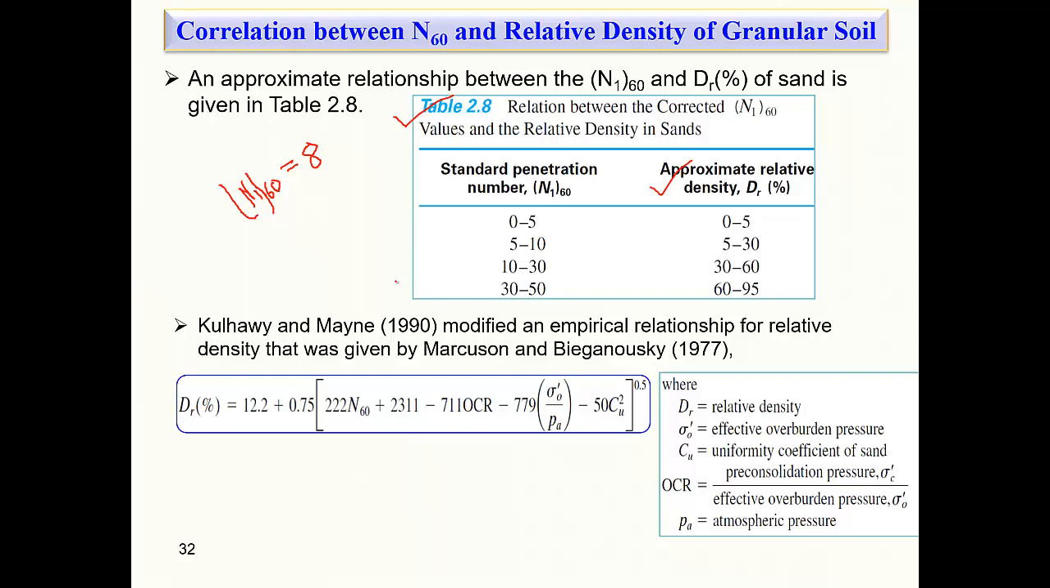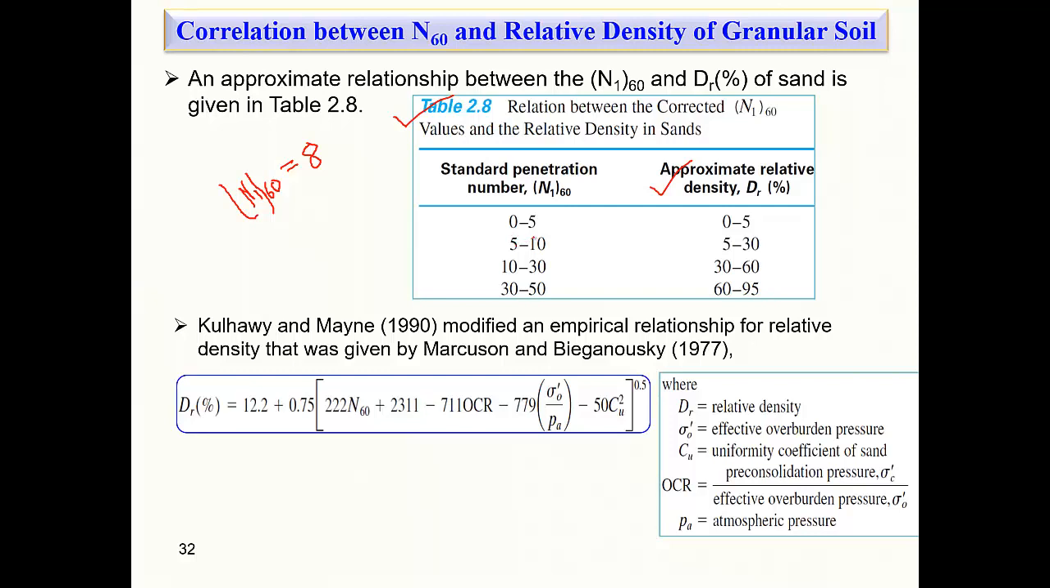Sir, 5 to 30 or 20. 5 to 30 or 20, what does it mean? Two values of relative density for one value? No. If you say 5 to 30, the answer is absolutely wrong. Okay, the answer is wrong. So you need to, yes, exactly, you need to make the interpolation.